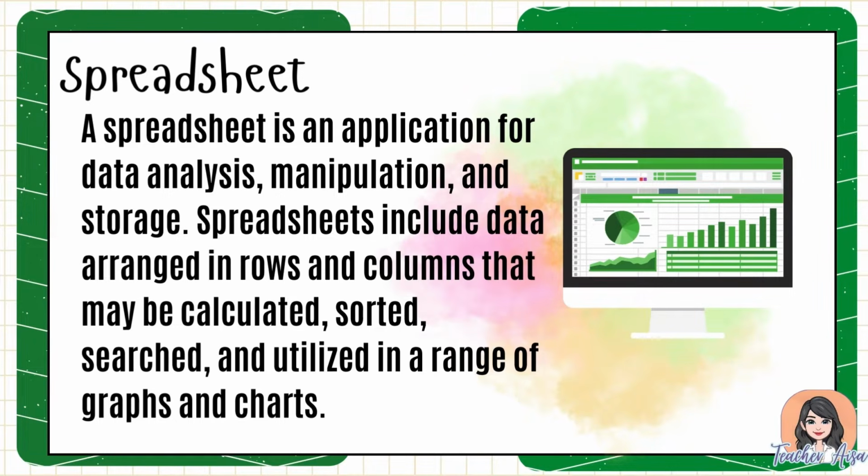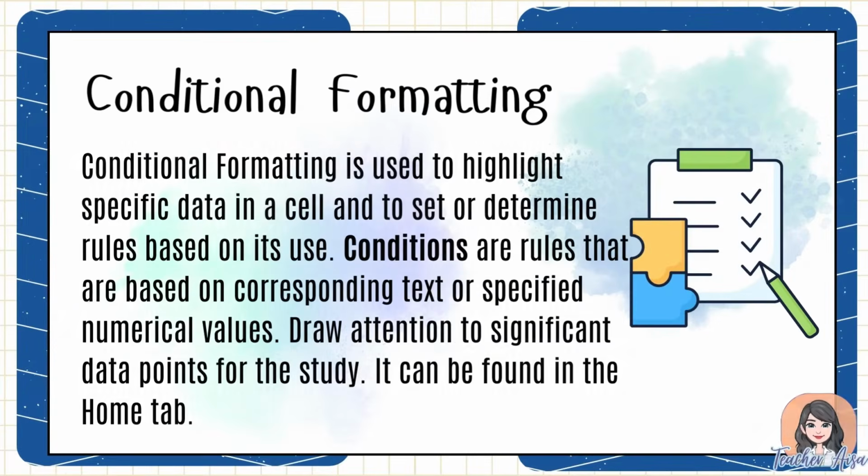Spreadsheets has many features. One of those is conditional formatting. Let us learn more about this feature. Conditional formatting is used to highlight specific data in a cell and to set or determine rules based on its use. Conditions are rules that are based on corresponding text or specified numerical values. Draw attention to significant data points for the study. It can be found in the Home tab.